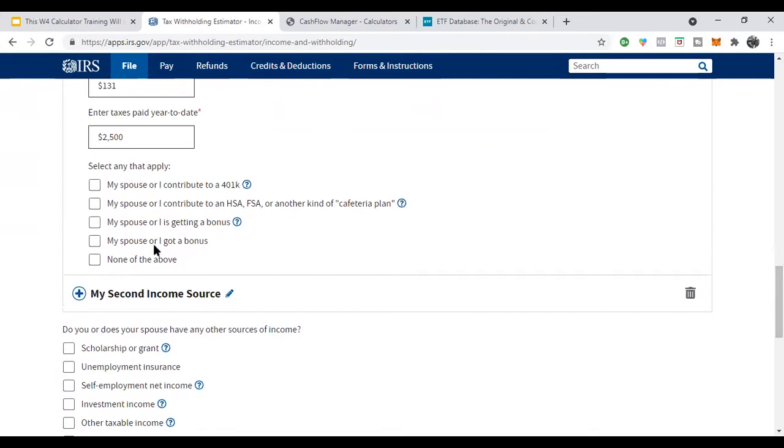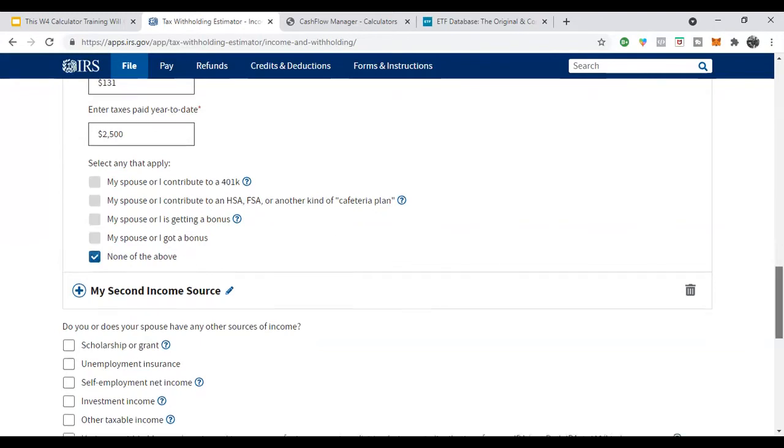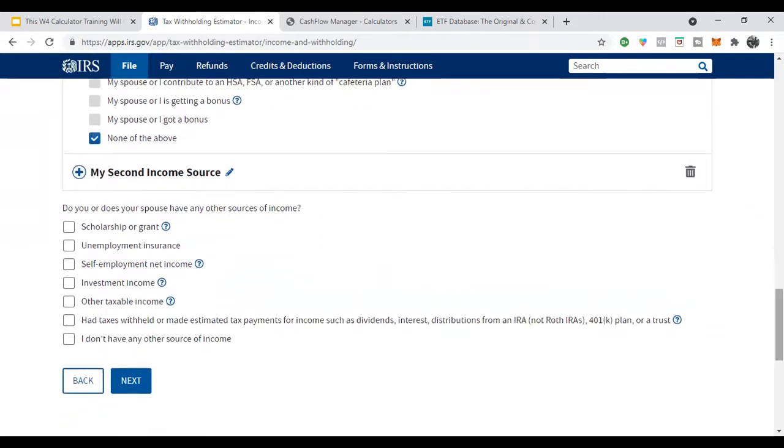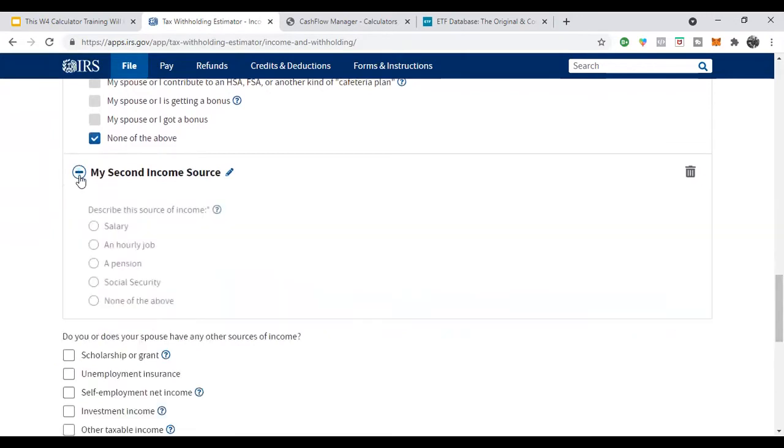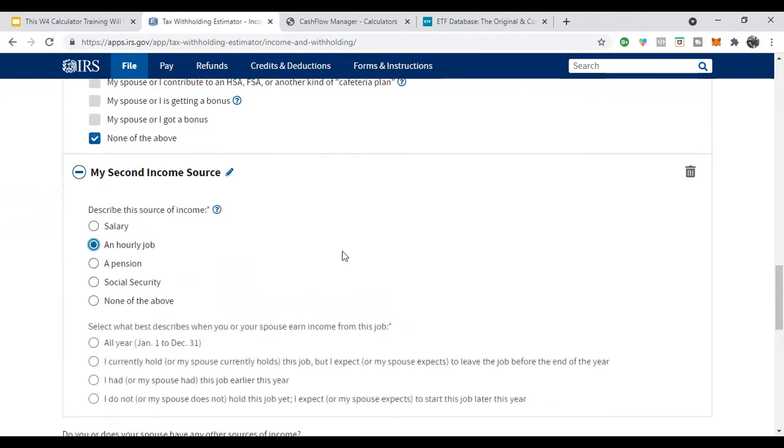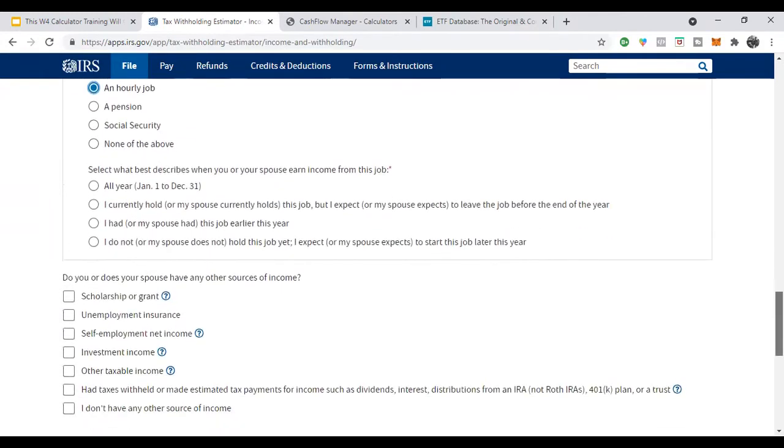Absolutely. And I'm going to fill it out for the typical person. This person is not adjusting or contributing to the 401k, the cafeteria plan, no bonuses, none of the above. So we'll check none of the above on this one. And then the second income source. So we'll hit that plus sign, and this will be referring to the queen. We're going to say that she has an hourly job as well. Do you want to take it away from here?